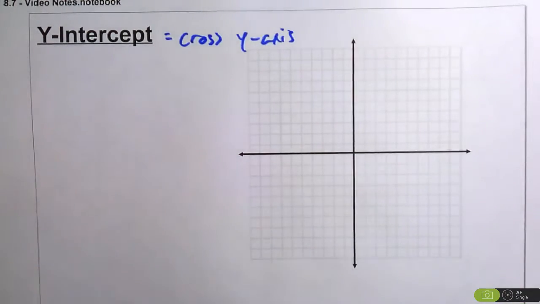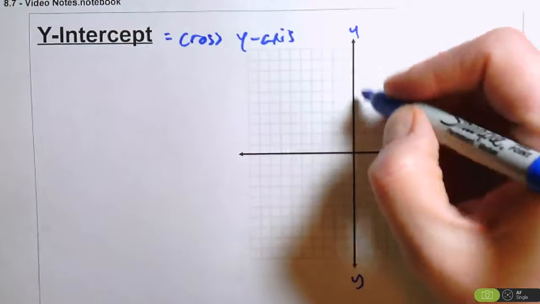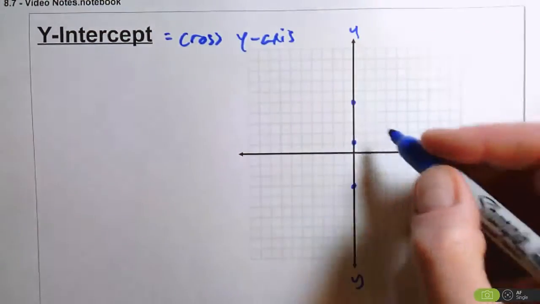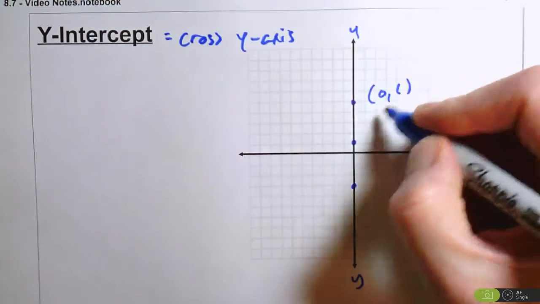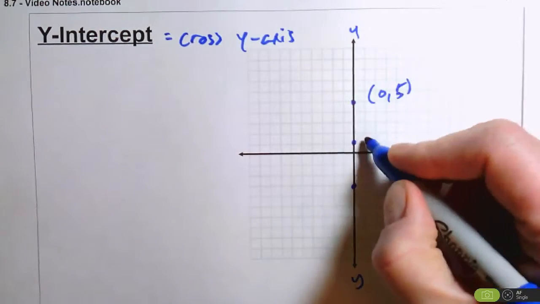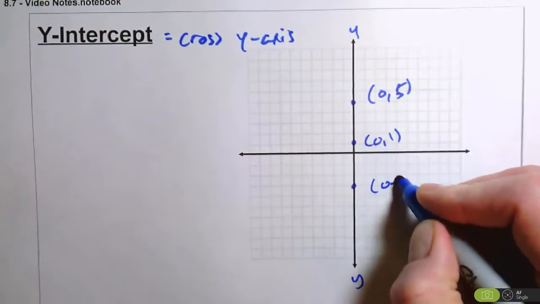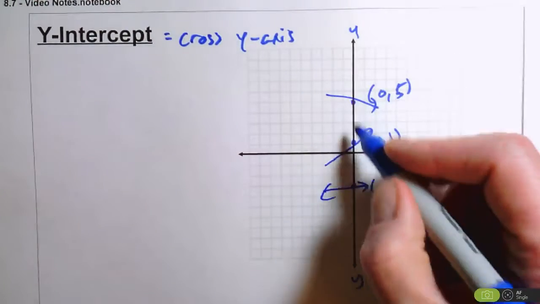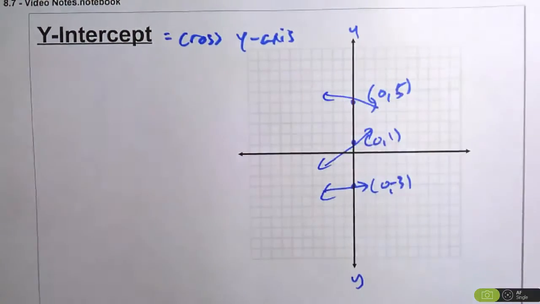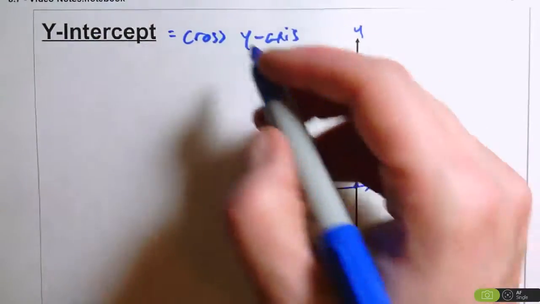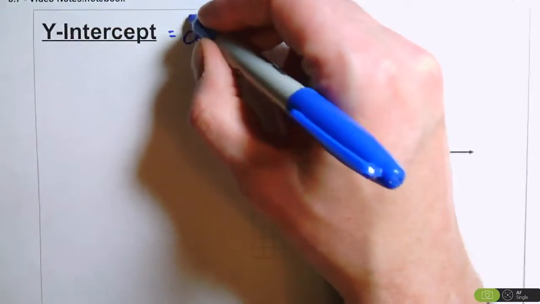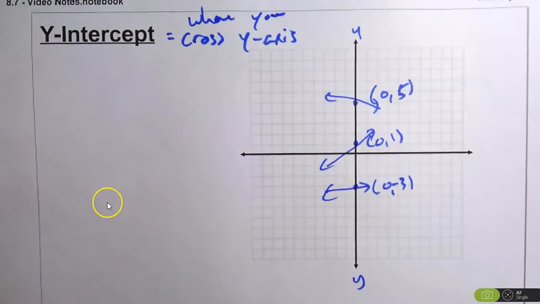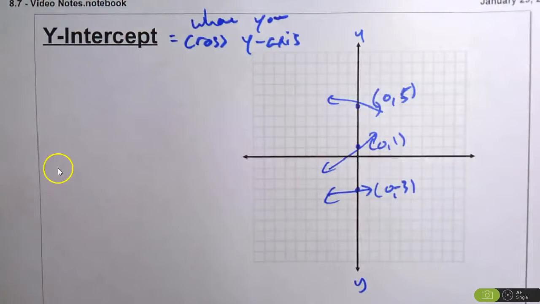That's what it is. And since this is the y-axis here, any point that a line would cross on this would be the y-intercept. So it could be right here at (0, 6), (0, 1), or (0, -3), whatever it is. If the line went through that point, that would be its y-intercept. So the y-intercept is the point where you cross the y-axis.